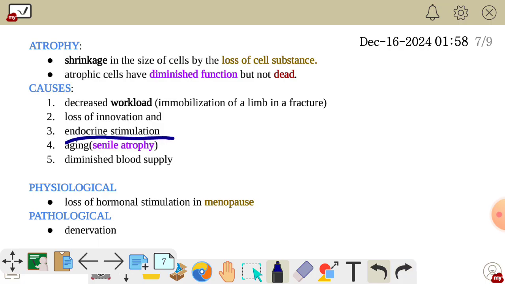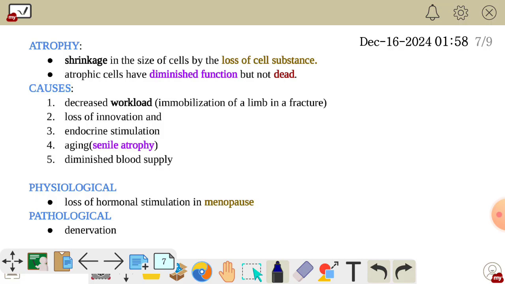Then loss of endocrine stimulation can also lead to atrophy. Apart from that, we have aging, which is called senile atrophy. In most old people, we have atrophy of the brain. So the brain will shrink, the brain cells will shrink in size. That is what we call senile atrophy. So aging is one of the causes of atrophy.